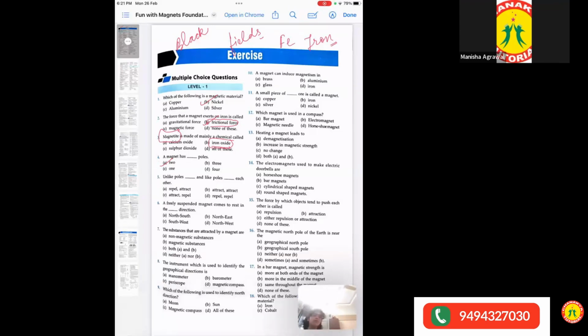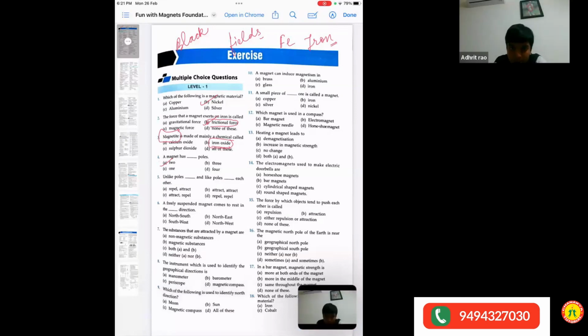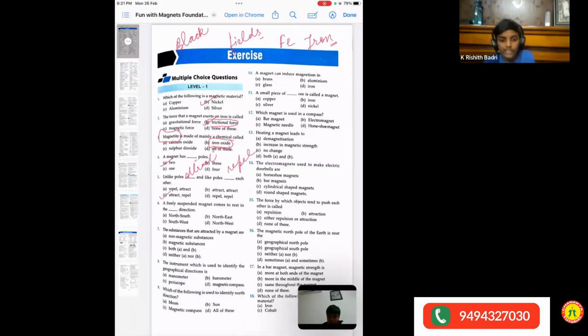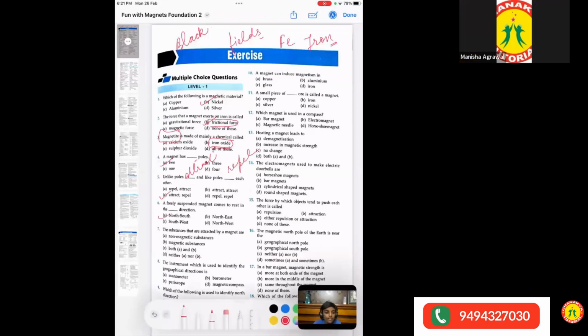Okay. Adrit, question number 5. Unlike poles dash and like poles dash each other. Ma'am, attract and repel. Correct. So unlike poles attract, and like poles repel each other. Correct. Rishit, question number 6. A freely suspended magnet comes to rest in the dash direction. Ma'am, is it option A? Correct. So what happens if we leave the magnet freely suspended? Then it starts moving in the north-south direction.